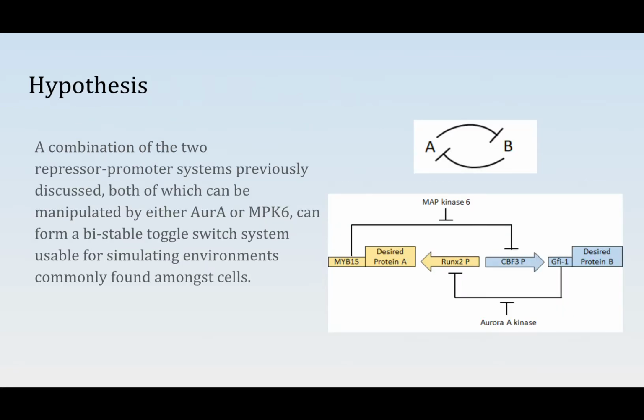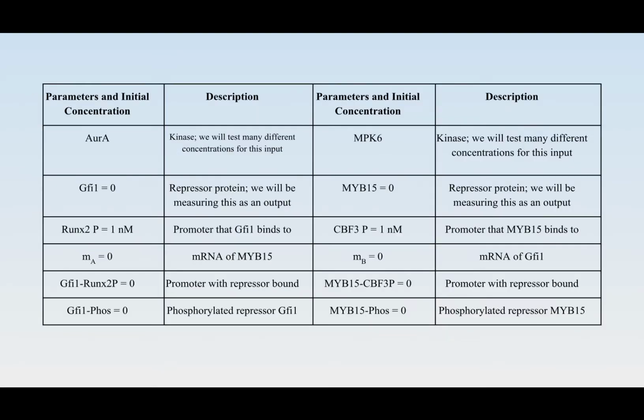And so my hypothesis is that this proposed system, shown here, will form a toggle switch. The system in yellow represents state A and the system in blue represents state B. They work to inhibit each other and indirectly promote their own production. With outside manipulation, we can control which state to favor. For simplicity, we will only be measuring repressor levels since they parallel levels for each desired protein.